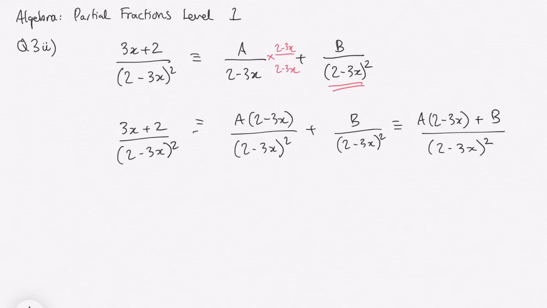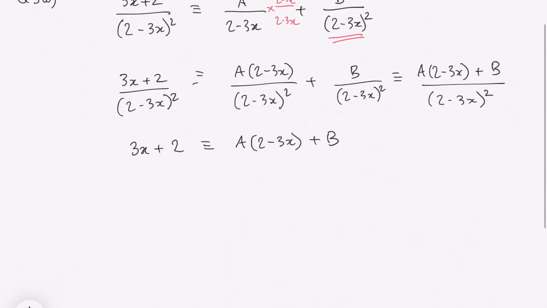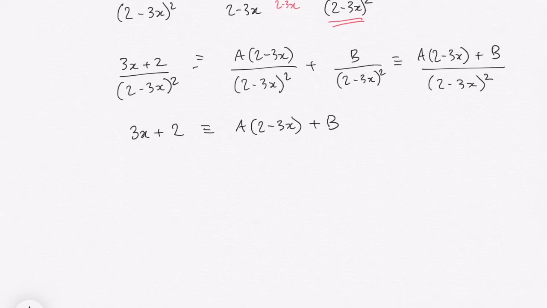So if this is always true, then the numerators of these two fractions must be identical. So we know that 3x plus 2 is identical to a lots of (2 minus 3x) plus b. And this is true for all x. So we can substitute any value of x into here.